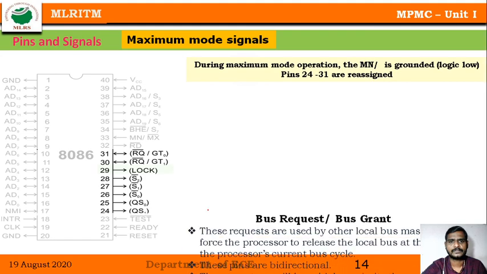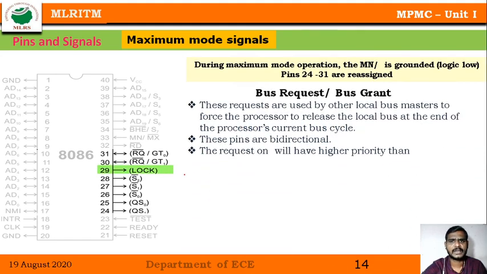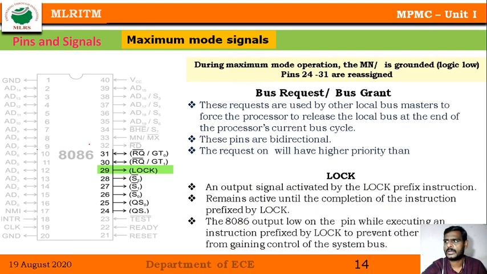Then the bus request and grant signals are used for the local bus whenever I'm handing over buses to the co-processor. The bus grant signal will be provided, and LOCK is an output signal activated whenever the LOCK prefix is provided. The 8086 output is low on the pin while executing the instruction prefixed by LOCK, to prevent other bus masters from gaining control of the system bus.